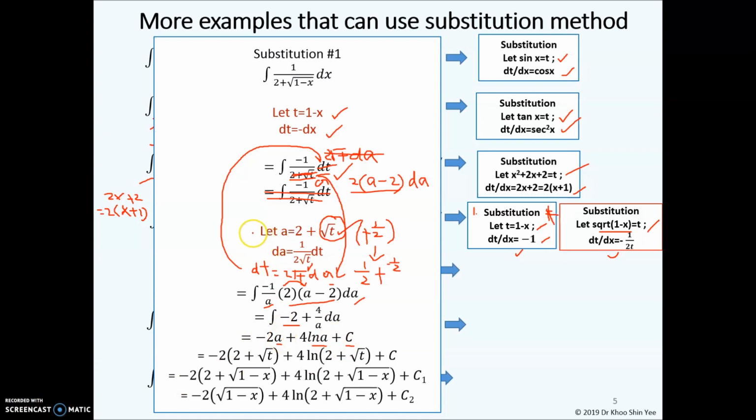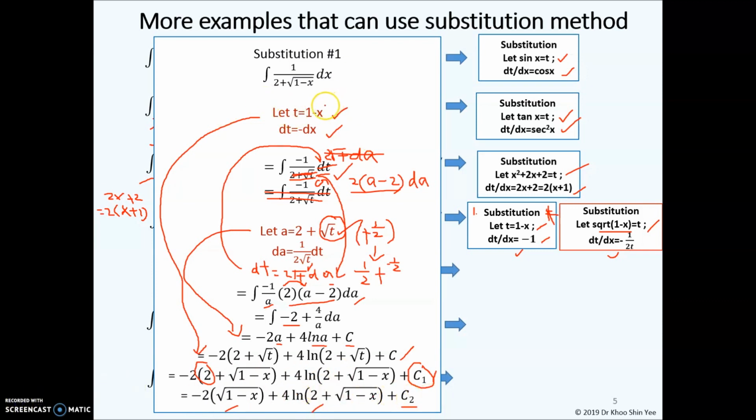Then we do the back substitution. We substitute the A inside this formula. We get this form. And then we substitute again the t inside. And then we get this form. So we get back the original x. We can simplify this formula further where negative 2 multiplied inside, you get negative 4. So negative 4 is a constant here. So this constant plus the constant 1, we become constant 2, which is a new constant. So we can remove this term. Negative 2 multiplied inside, you get this term, and then this remains. So this is your final answer.